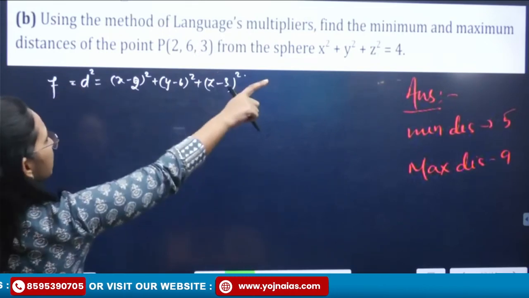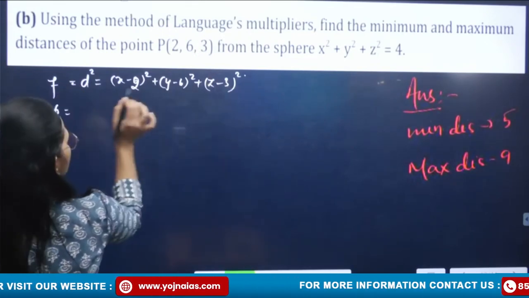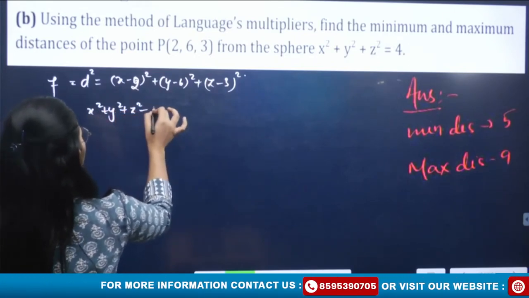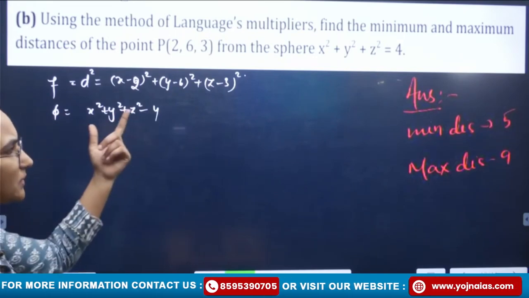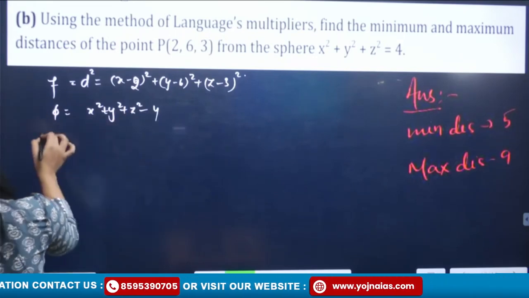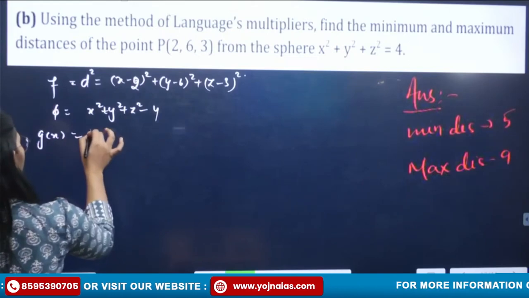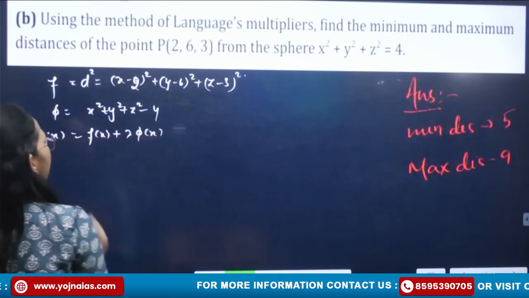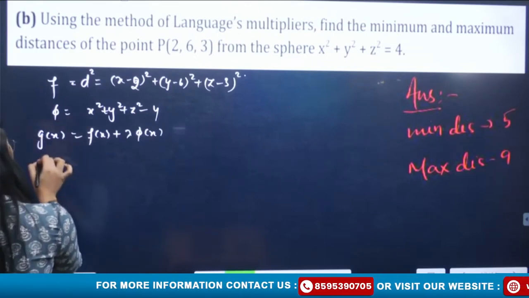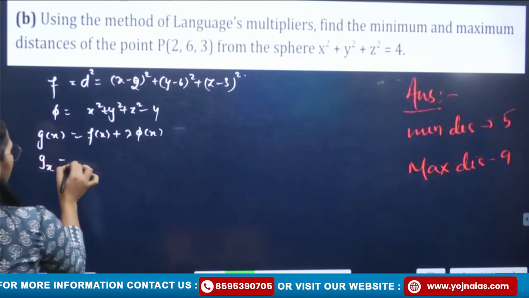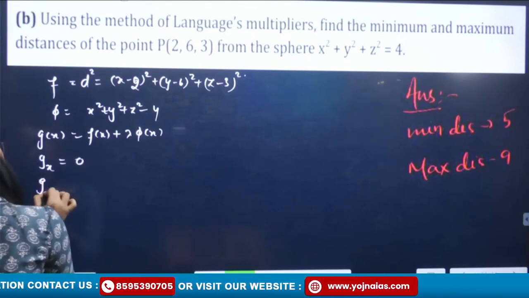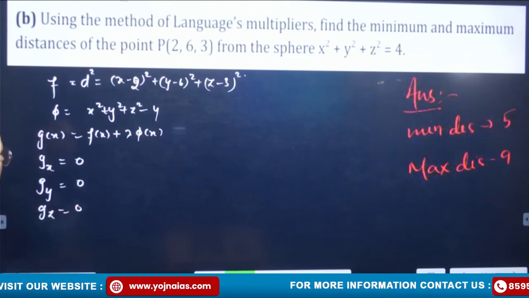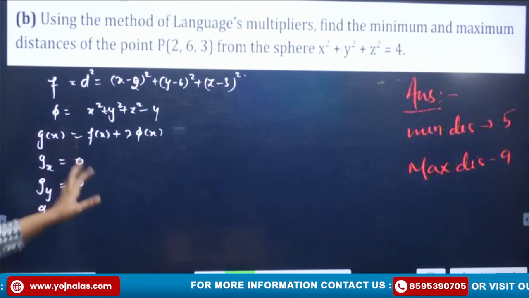Then they had given a constraint function, that is phi. So that is x square plus y square plus z square minus 4. Then what do we do in Lagrange's multiplier method? We will construct a function g(x), that is f(x) plus lambda times phi(x). And then what we used to do is find the partial derivative of g with respect to x, put equal to 0. Then for y equal to 0 and g of z is equal to 0. This is what we have to do.